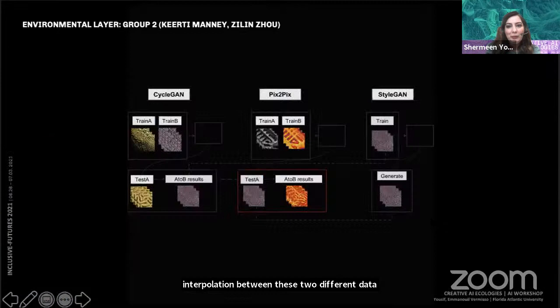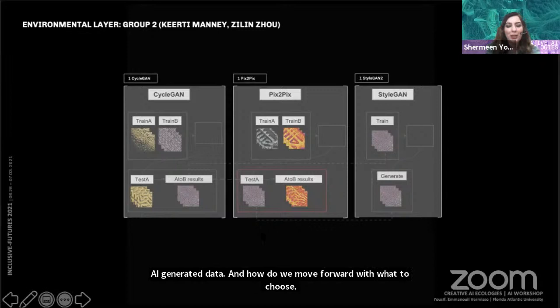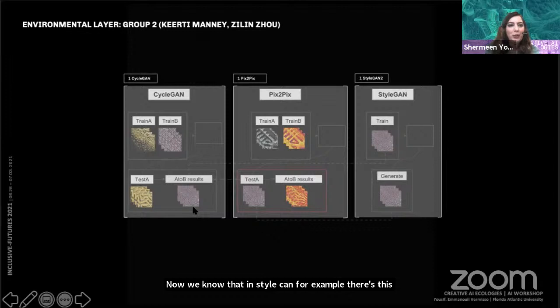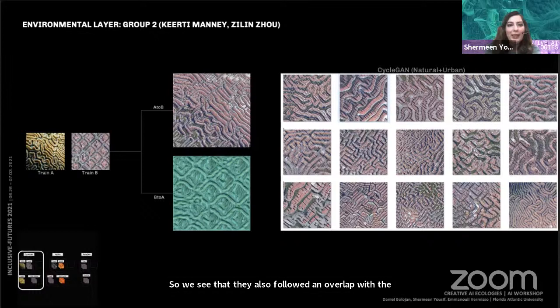In terms of the environmental layer, what we wanted to do is to tackle this aspect of how we qualify AI-generated data and how we move forward with what to choose. Now, we know that in StyleGAN, for example, there is this huge latent space, right? And to do sampling and selection, there is a more rigorous process that this group has tackled, which is to use StyleGAN and then a pix2pix and then another StyleGAN, so that they follow this logical qualification process. So we see that they also followed an overlap with the previous group in terms of organization. The logic was that they still use organization as part of the process, and then they test their trained model with the output from the previous group.